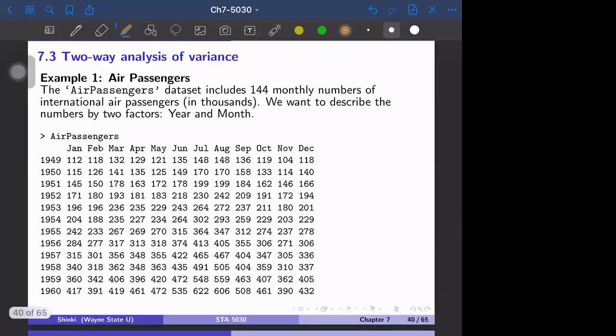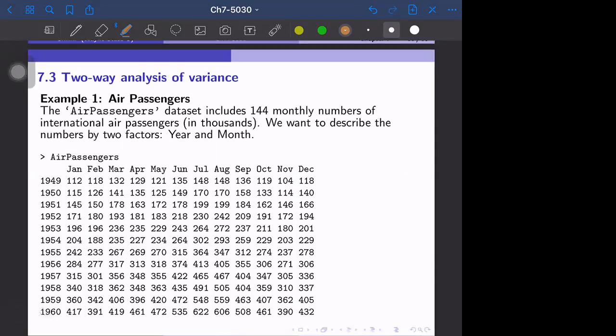Hi, now we have an example for two-way ANOVA. The example is the air passengers. This is from the R default dataset. The air passengers dataset includes 144 monthly numbers of international air passengers in thousands. So this is an old data.